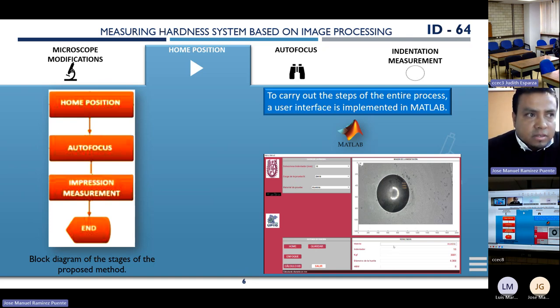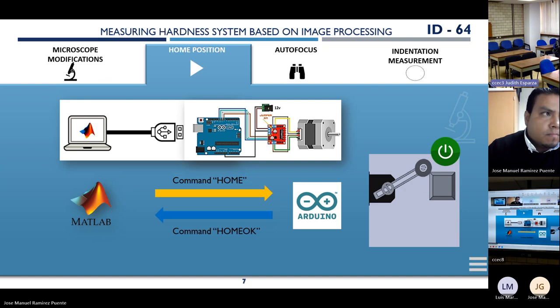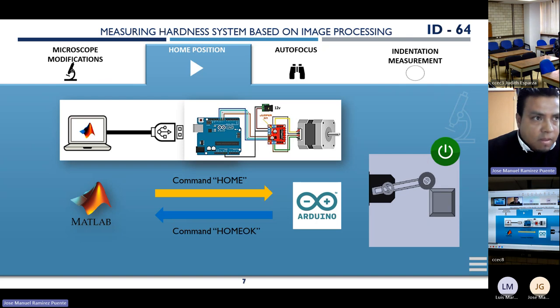The operation consists of sending the microscope to the starting position, autofocus, and measuring the diameter of the indentation. For this, a user interface was implemented in MATLAB. In the home position, MATLAB and Arduino communicate via USB. When MATLAB sends the command home OK, Arduino moves the microscope to the starting position, which is triggered when the upper limit switch is pressed. Arduino then responds with the home OK command, indicating that the device is ready to begin automatic focusing.